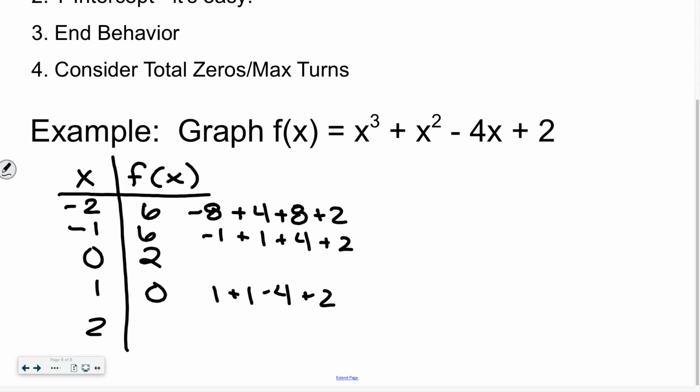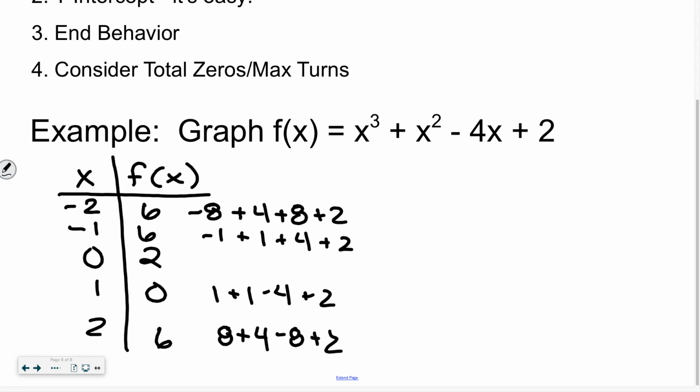And then 2. 2 cubed is 8 plus 4 minus 8 plus 2. That's 6.